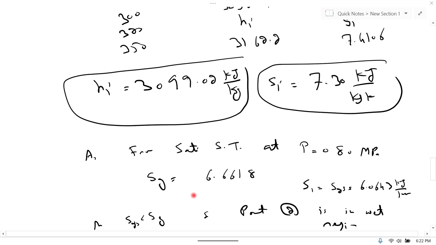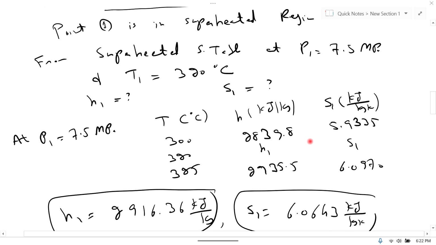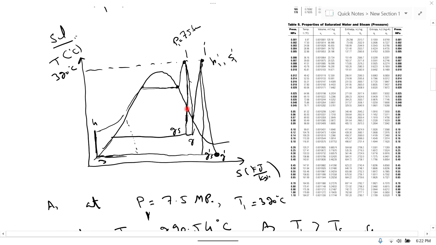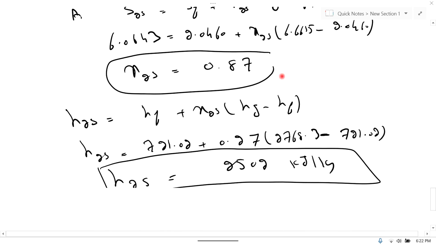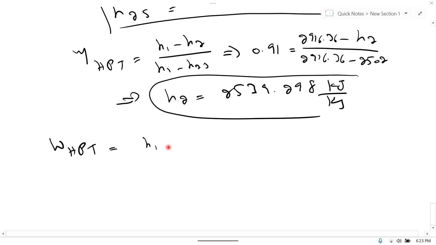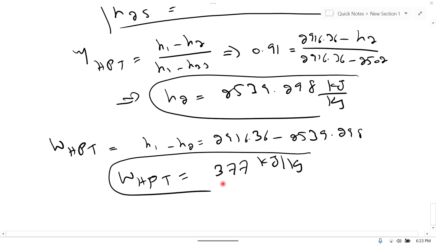Now we can easily find work of high pressure turbine, h1 minus h2. This is h1, this is h2. So h1 minus h2 is work of high pressure turbine. Work of high pressure turbine is h1 minus h2, which is equal to 2916.36 minus 2539.298. So work of high pressure turbine is equal to 377 kilojoule per kg.